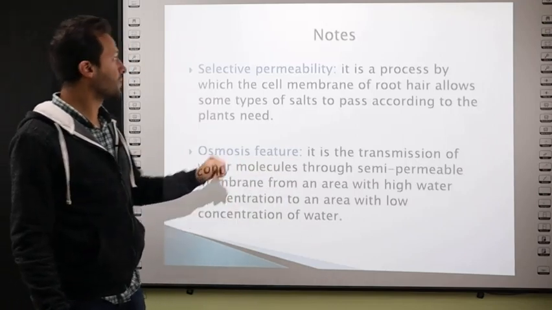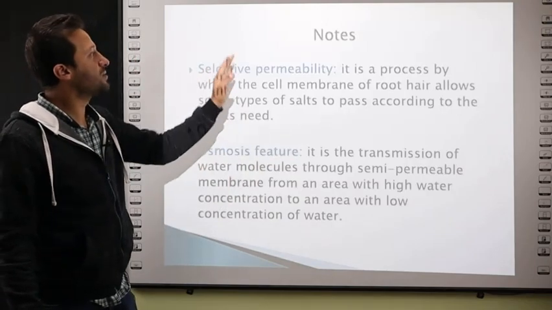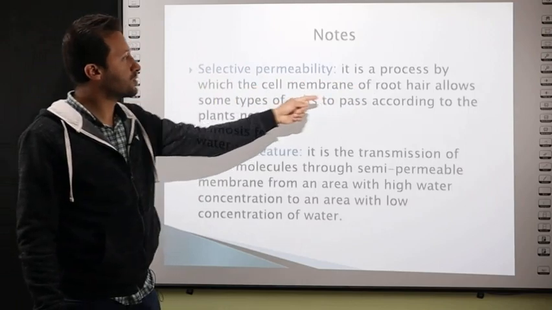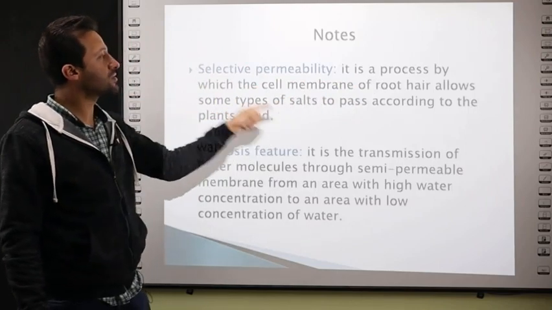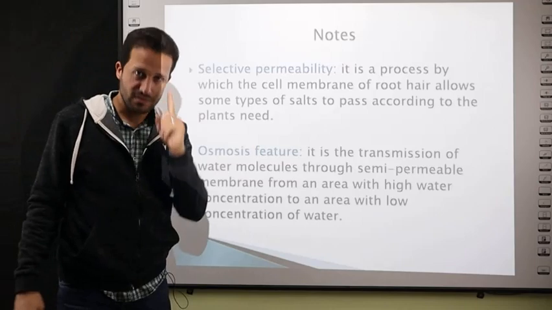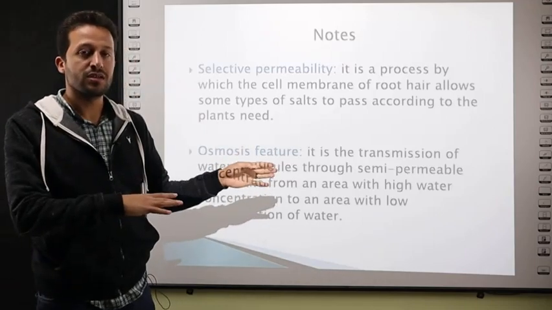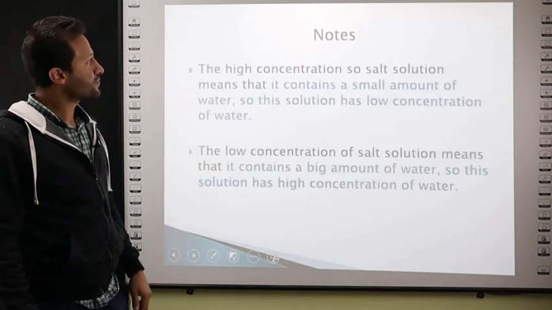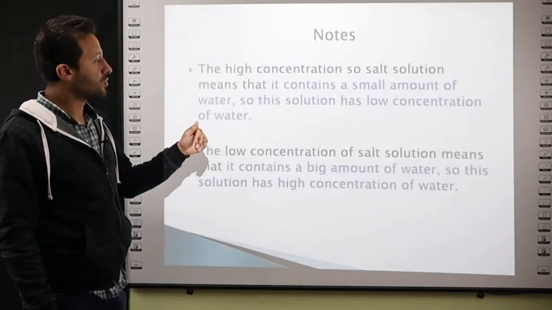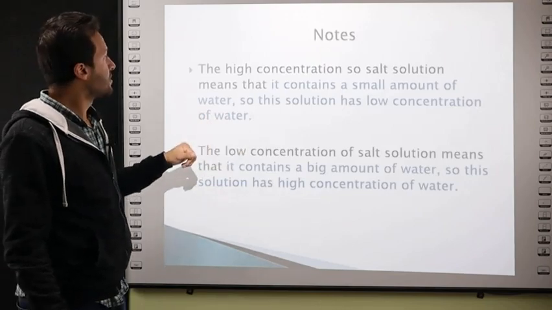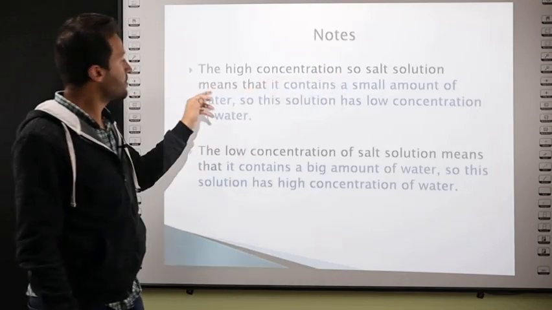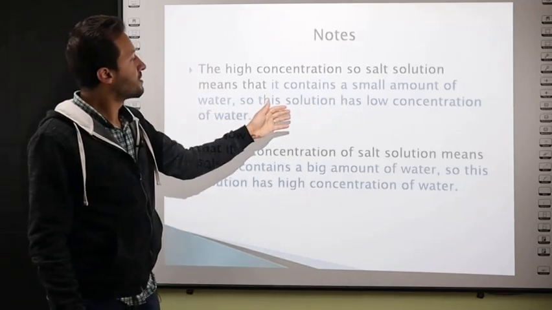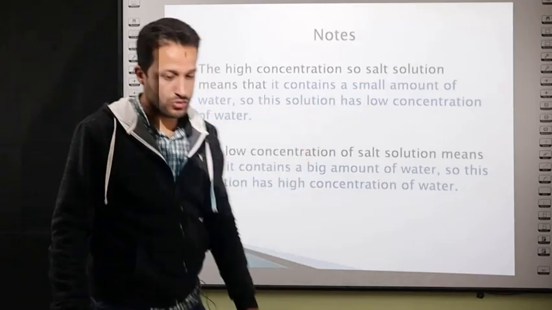The second definition, of selective permeability, is the process by which the cell membrane of root hair allows some types of salt to pass according to the plant's need. What the plant needs will pass, what the plant doesn't need will not pass. And this is what we explained. The high concentration of salt solution means it contains a small amount of water, and this means that the solution has a low concentration of water.